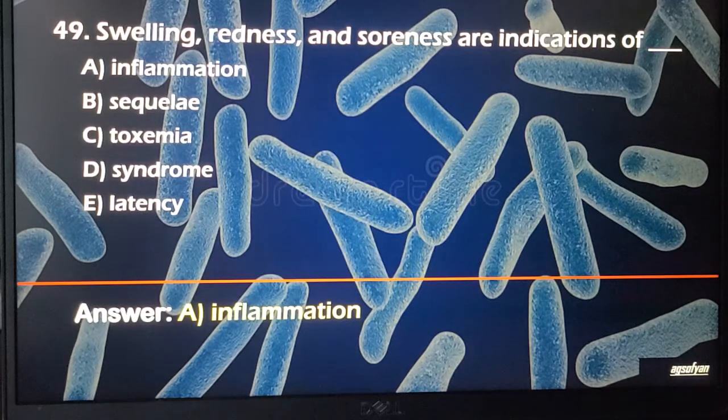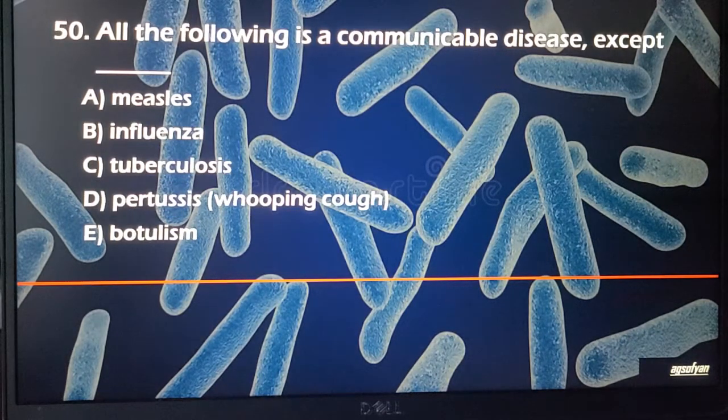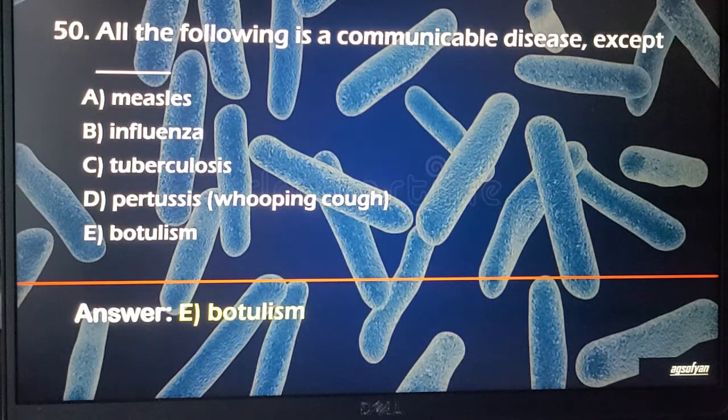Number 50. All the following is a communicable disease except A. Measles, B. Influenza, C. Tuberculosis, D. Pertussis or whooping cough, or E. Botulism. Choose your answer. Yes, the answer is botulism.